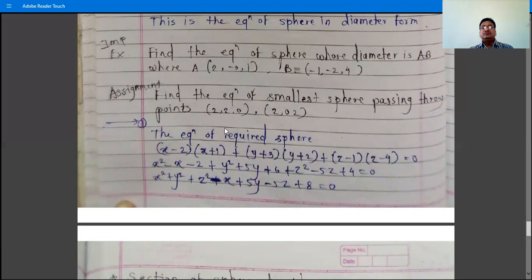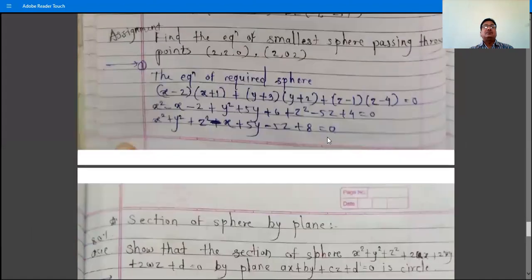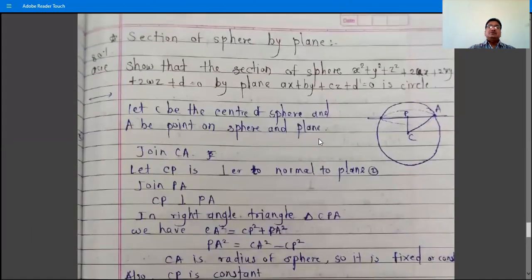(x minus 2)(x minus 2) plus (y minus 2)(y minus 0) plus (z minus 0)(z minus 2) is equal to 0. So the next topic is what? Section of a sphere by a plane. Obviously, the section of a sphere by a plane is a circle.